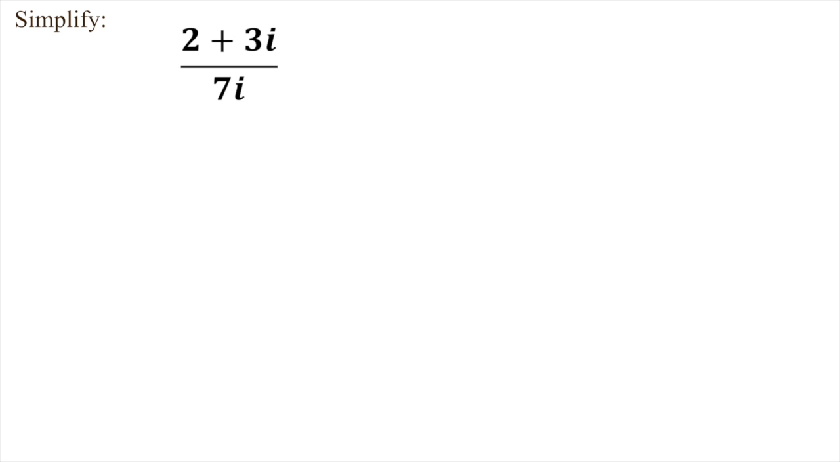We need to simplify this one. And what that basically means is that we need to get rid of this i on the bottom. We cannot have an i on the denominator. So we can multiply this by 7i, that would get rid of it.